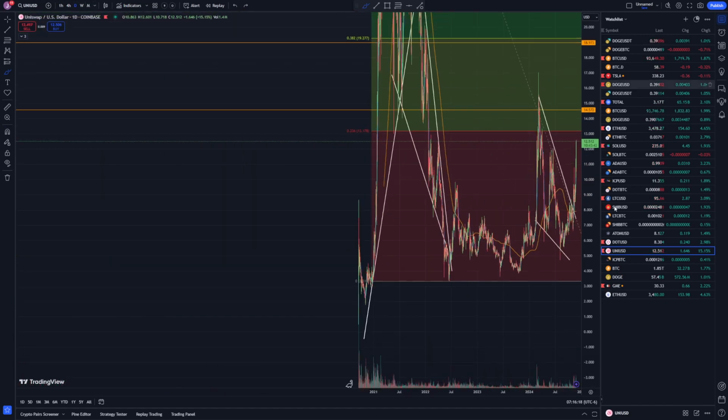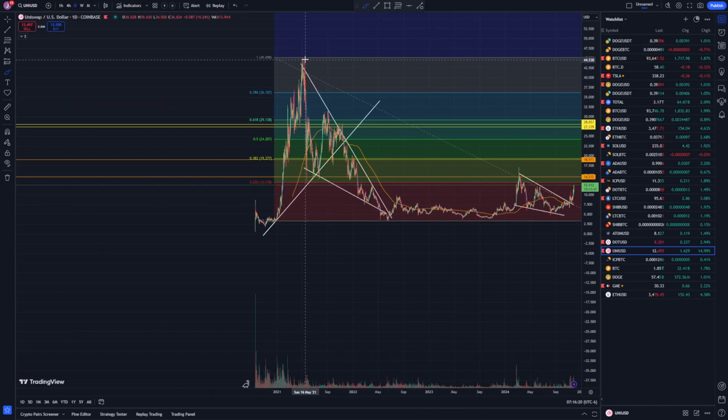Let's just zoom out, because this coin was all the way up to like $44, and now it's down to $12. There's a lot of coins that have gotten beat down in this time, and now they're kind of making a little pop back to the upside.